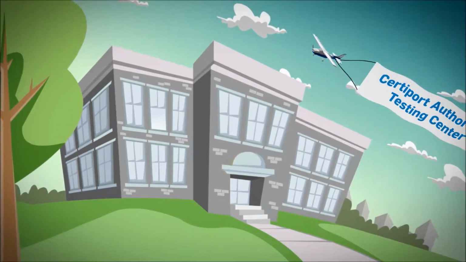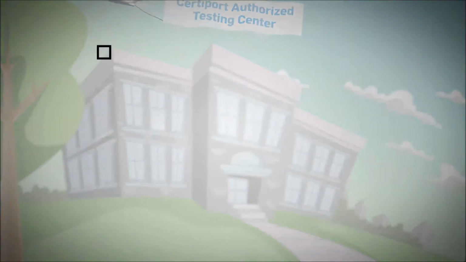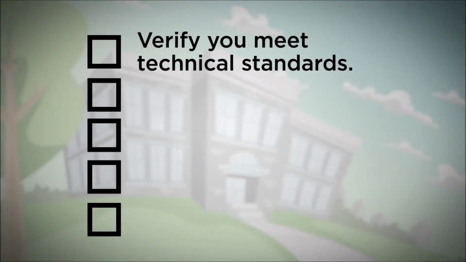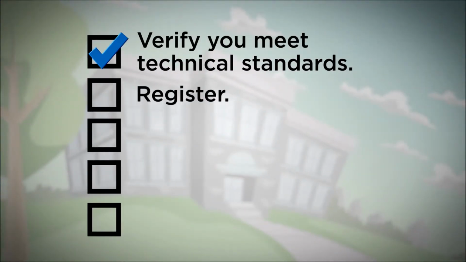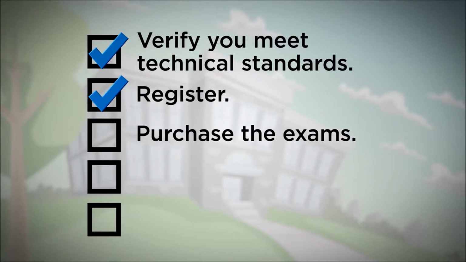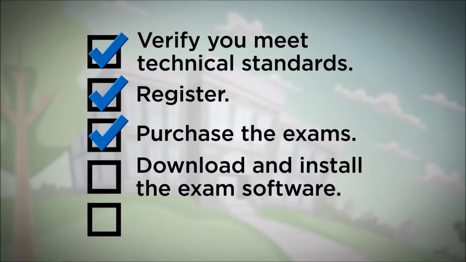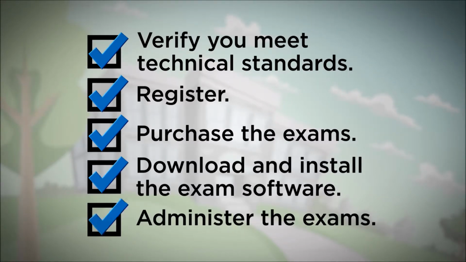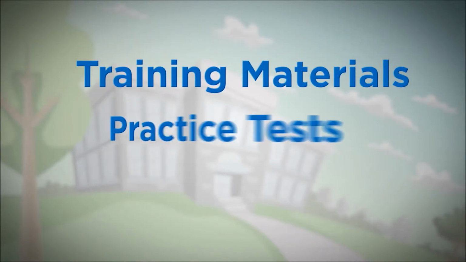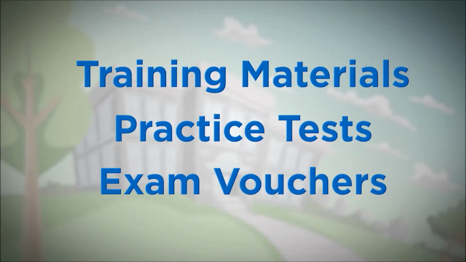And the best way for a school to offer the exams is to become a Certiport Authorized Testing Center. To get started, verify that your facility meets the technical standards. Register. It only takes a minute. Purchase the exams and populate your account so you can deliver them. Download and install the exam software on all computers to be used for testing. Then, administer the exams. Certiport has all the exam policies, training materials, and updates easily accessible right there online.